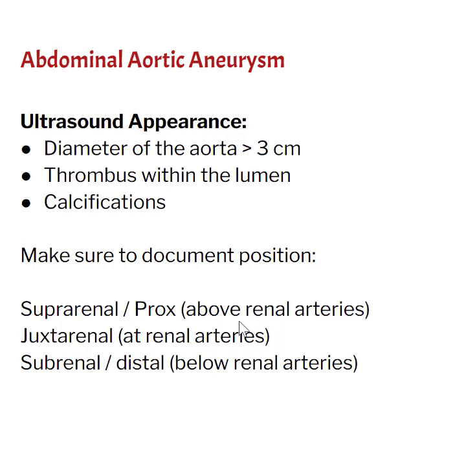On ultrasound, we're going to be sure to look at the aorta in both the transverse and longitudinal planes. We want to evaluate the size of the aorta, making sure to include the walls in our measurements. If any of those measurements exceed 3 centimeters, it is considered positive for an aneurysm. We also want to make sure that we're looking for thrombus and calcifications around or within the lumen, and we should also evaluate the position of the aneurysm as above, below, or at the level of the renal arteries, as this will dictate the type of intervention.